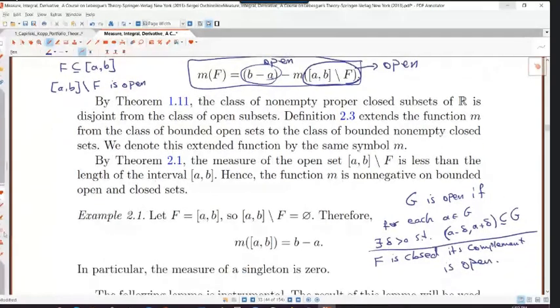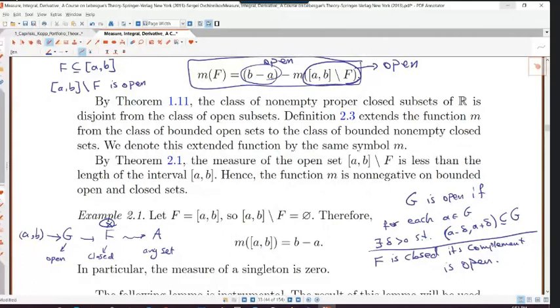Okay, let us have a review. We start with an open interval, and then we went to open sets, and now we are here, closed sets, and finally we will define the measure of any set. We are here now.